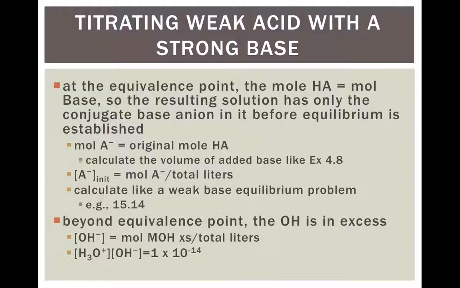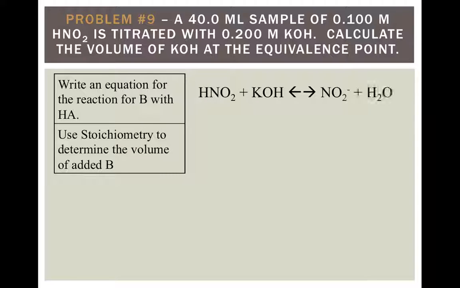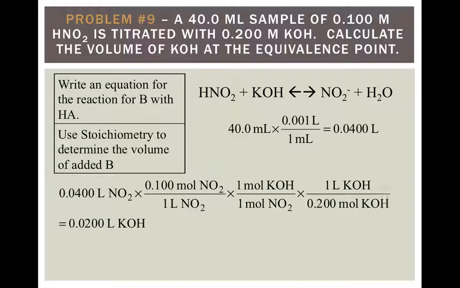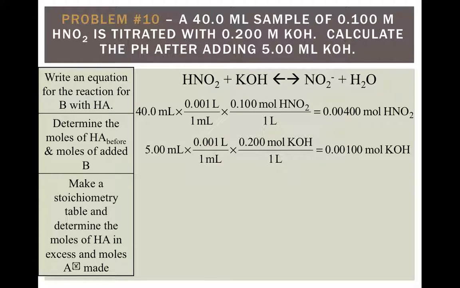total liters, it's going to be a little bit higher, and the OH negative is going to be in excess. So a 40 milliliter sample of 0.1 molar is titrated with 0.2 molar KOH, calculate the volume at the equivalence point. For these problems, remember, at the equivalence point, the moles of H plus are equal to the moles of OH minus. So what you essentially have to figure out is how many moles of each you have. If we use stoichiometry, we can figure out we have 0.02 liters of KOH, which is 20 milliliters. And then you can figure out, again with stoich, you have 0.001 moles of KOH.